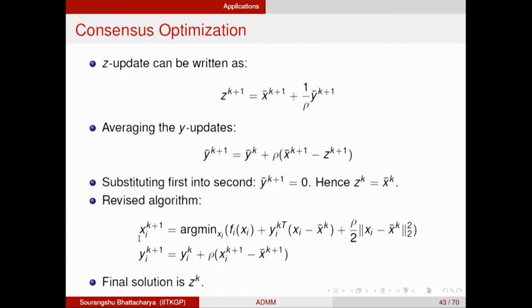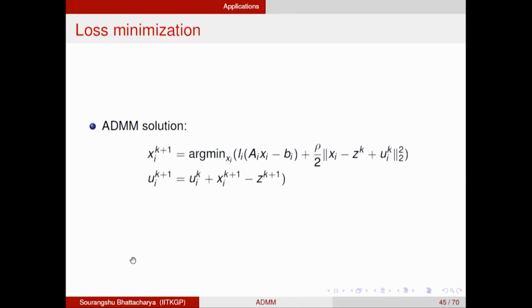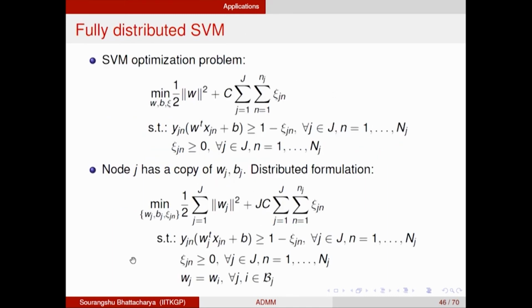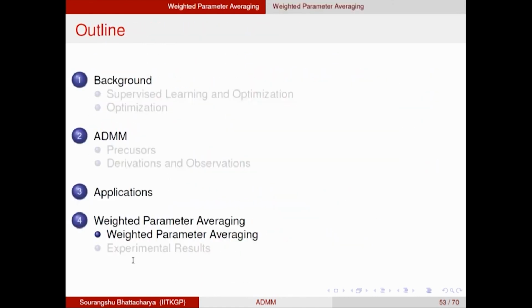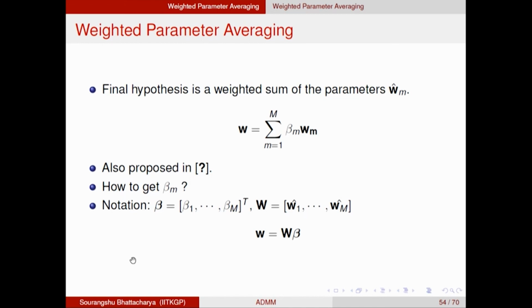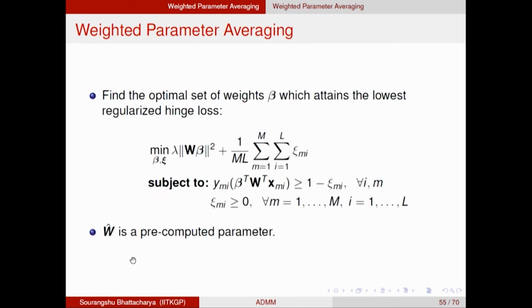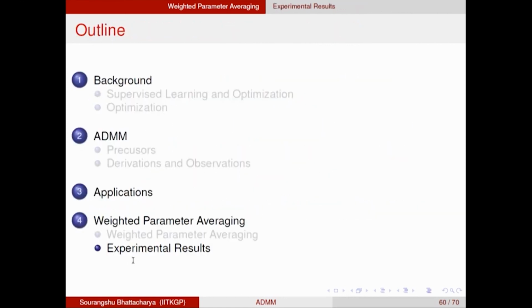There is a small revision, and after revision you can see this is the algorithm. You compute x_i^(k+1) on the ith machine, and then you update the dual variable y_i on the central machine. This is your algorithm, and you can derive it for many problems. You can derive it for fully distributed SVM, and for some work that we did where you can do a weighted parameter averaging. Again, all this is a way of solving this.